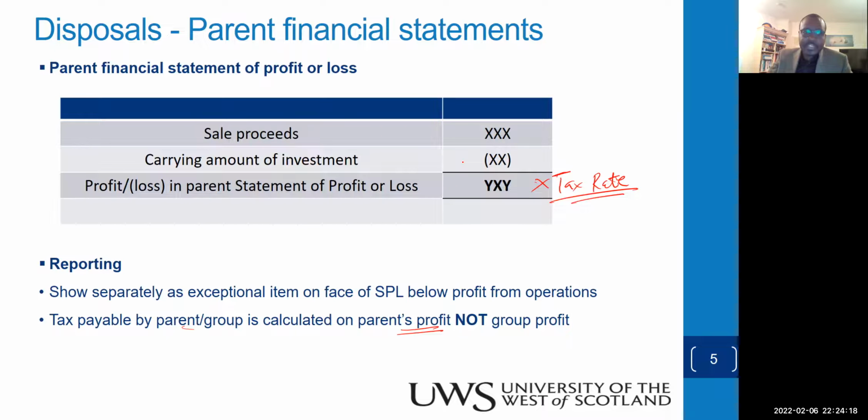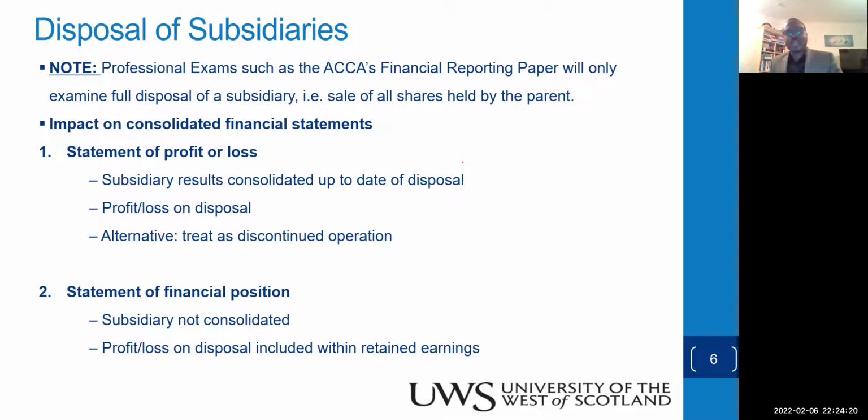Now, usually in the professional exams, ICAS, ACCA, I have seen mostly from ACCA, they will examine you on the full disposal of a subsidiary, not partial disposal. Normally, they will examine you on the full disposal. There are partial disposals, a little trick there, not too much of a headache, but we're not looking at that. We're looking at full disposal.